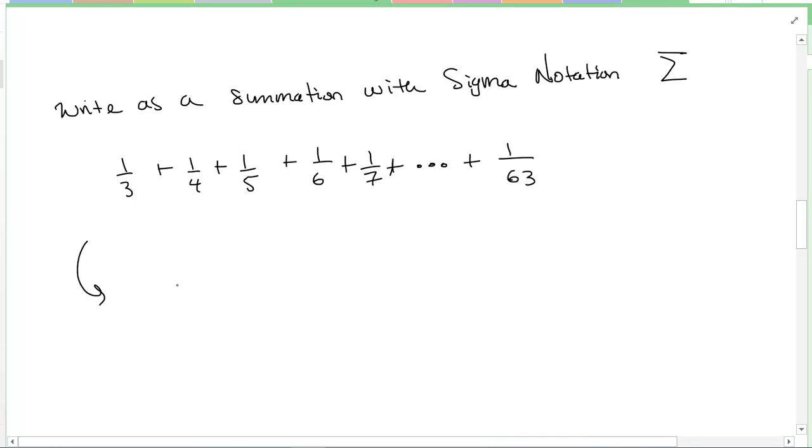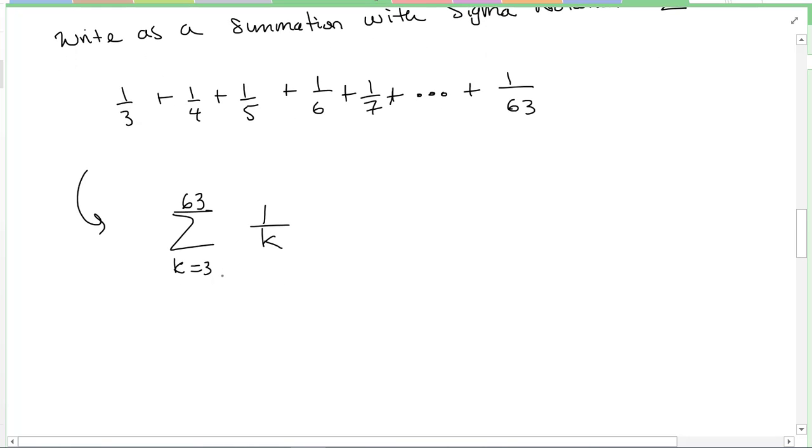Well, I'm going to say this is the summation, and it looks like it goes 3, 4, 5, 6, 7. So this one is not too bad. It'll be 1/k. And where does k start? Well, one way to say it is k starts at 3, and it ends then at 63. And that's it. But usually with sigma notation, we want to start at 0. So if you start at 0, then this will be k equals 0 to where? And what would it look like?